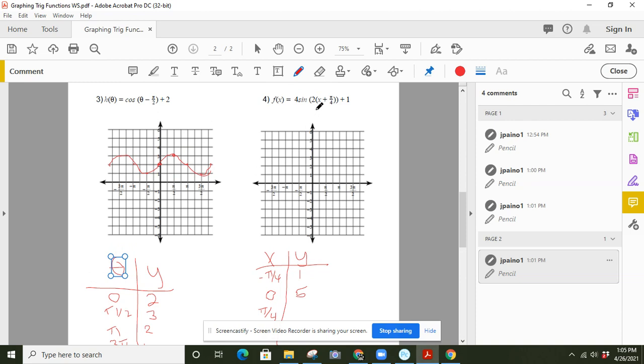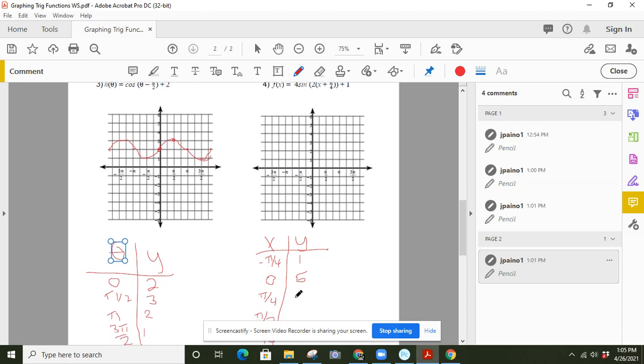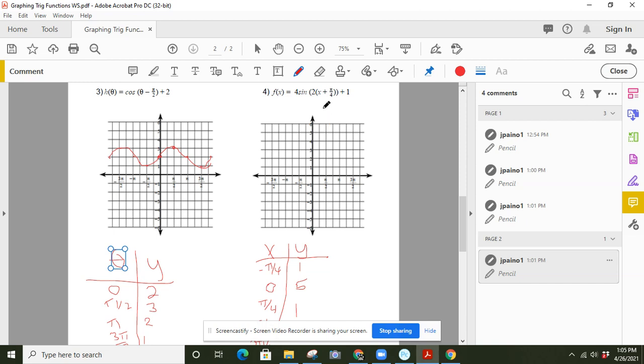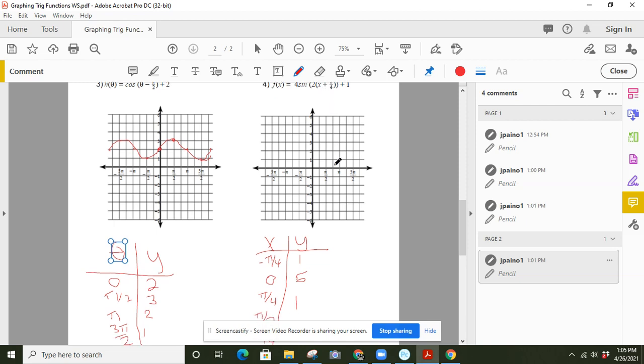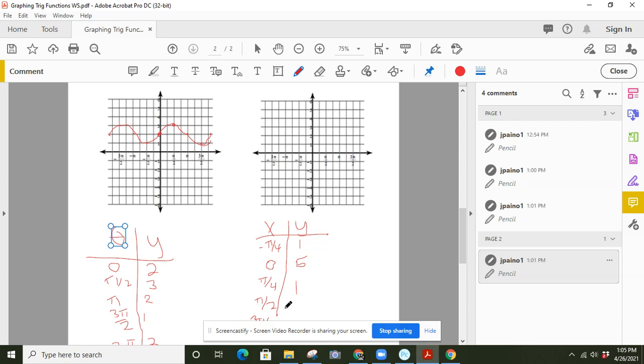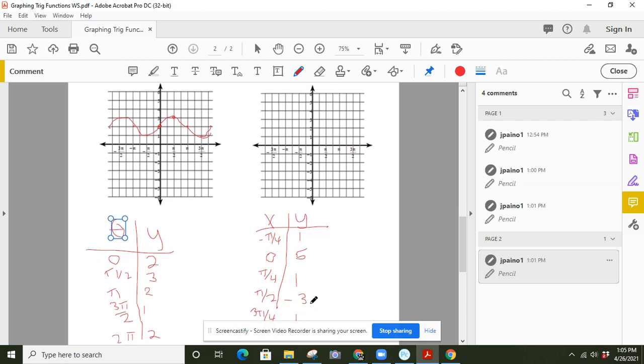Okay, plug in pi fourths, I get pi halves. 2 times pi halves is pi. Sine of pi is 0. So 0 plus 1 is 1. Plug in pi halves. Pi halves plus pi fourths is 3 pi fourths. 3 pi fourths times 2 gives me 3 pi halves. Sine of 3 pi halves is negative 1. So I get negative 4 plus 1, which is negative 3. And then 3 pi fourths will give me 1 again.